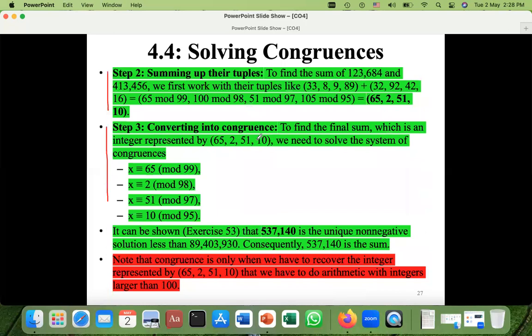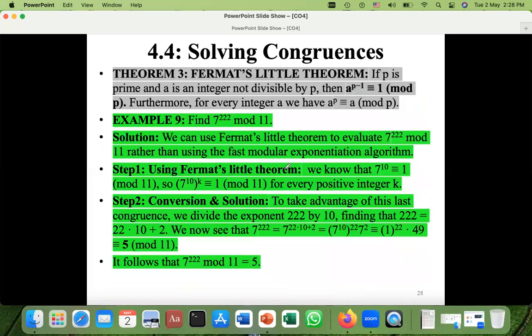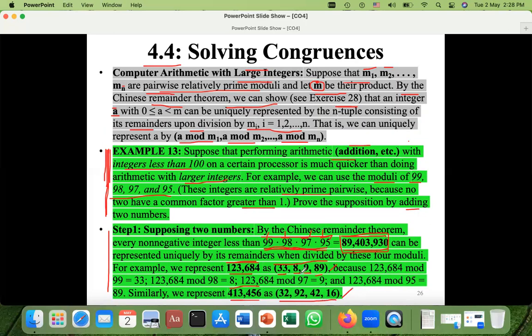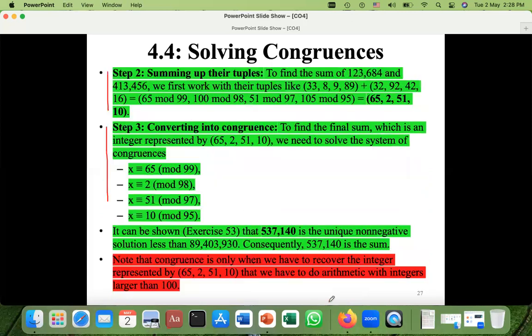And now what? In the next step, you have to add these two tuples. And how you can do that? Just look over here. This is the first tuple plus this is the second tuple. Add this 33 with this 32 because it is related with 99. Add this 8 with 92 because they are related. Add this 9 with 42.